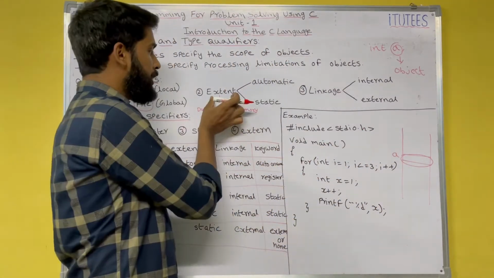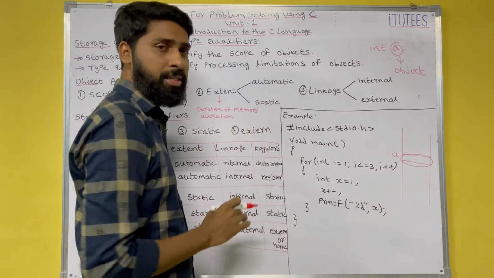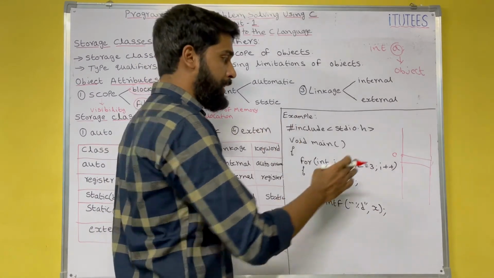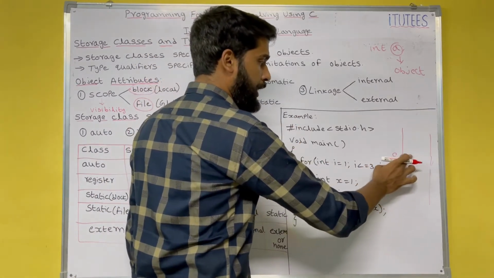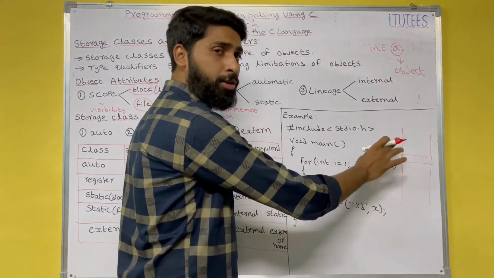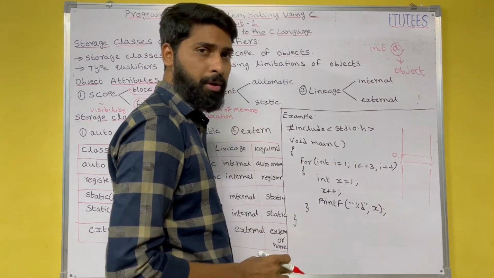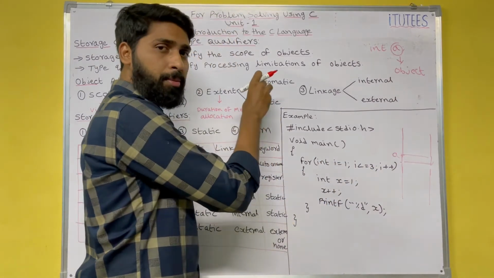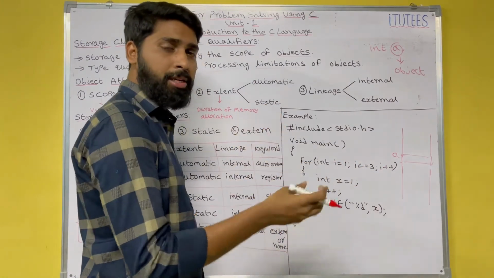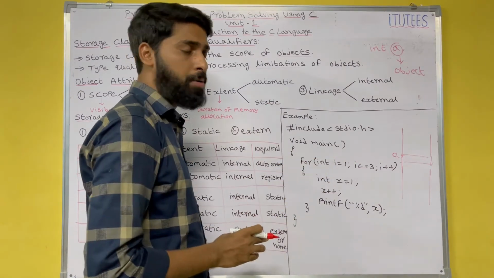So extent also has two types. One is automatic, another one is static. Automatic means after completion of the block, the allocated memory will be deallocated. Static means the memory allocated to the object remains until the end of the execution of the program. Automatic means when the block is completed, the memory is deallocated. Static means until the execution of the program ends, the memory stays allocated to the object.